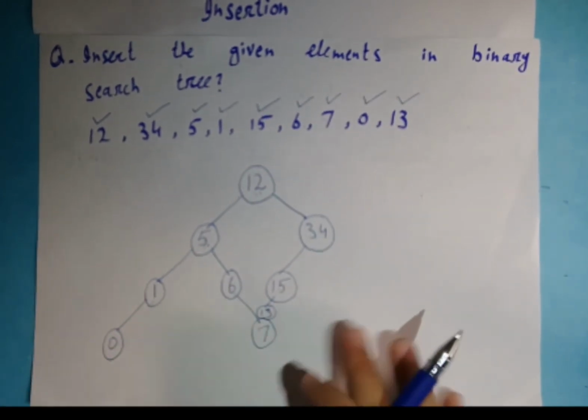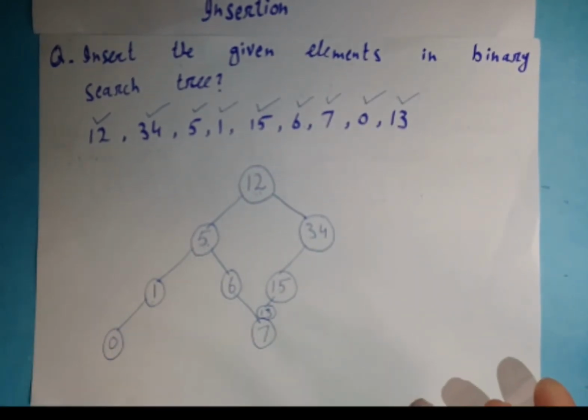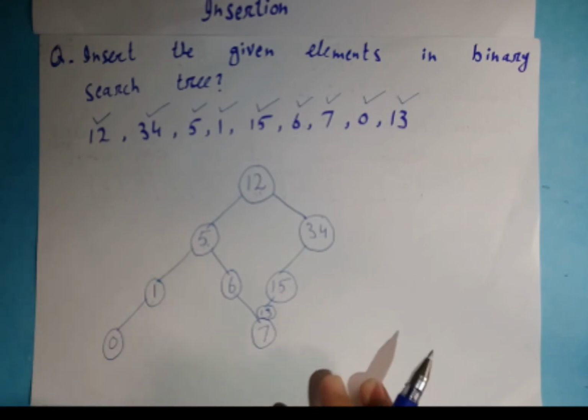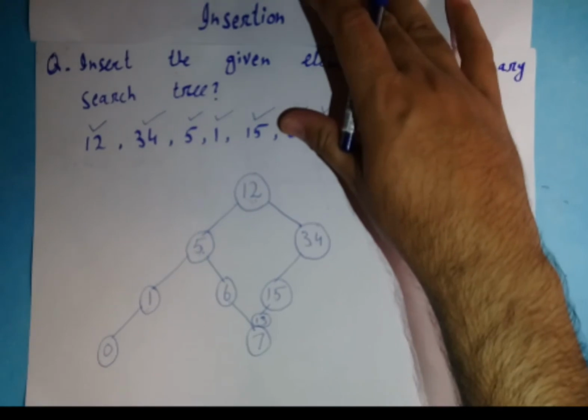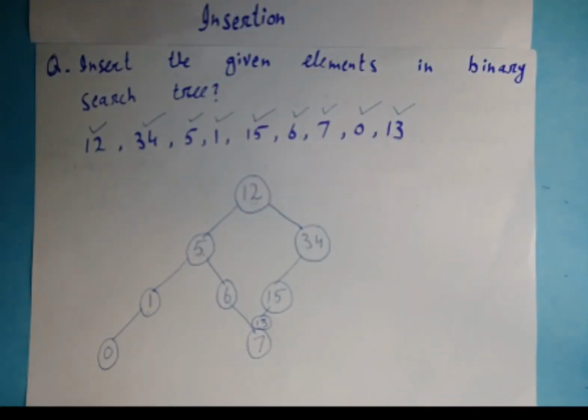So I hope you understood how you can make a binary tree, which rules apply in a binary tree, and if any array or elements are given to you, how you can make a binary search tree. So I hope you understood how you can apply the operation of insertion on a binary tree.